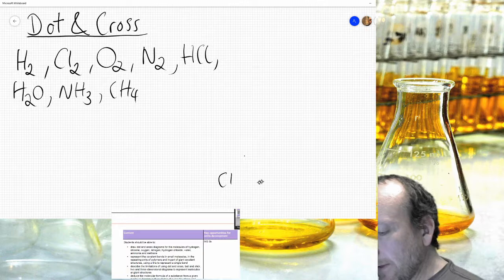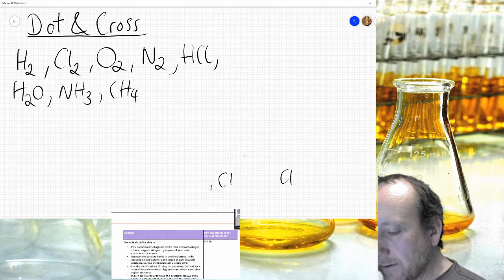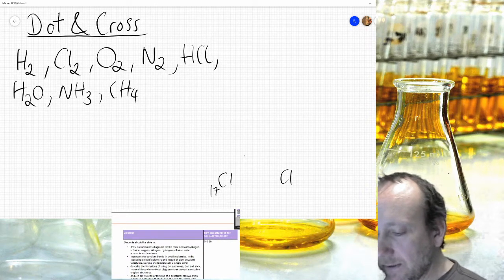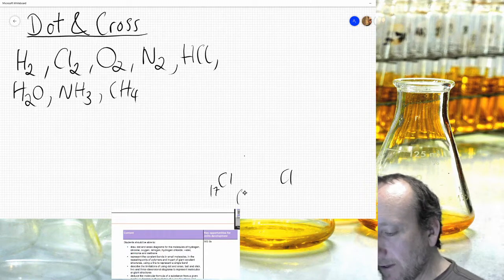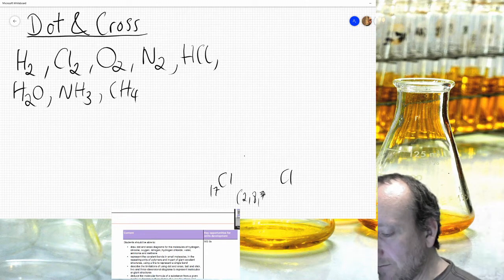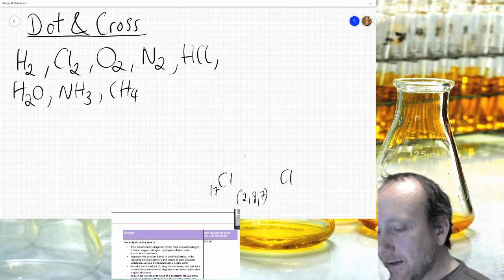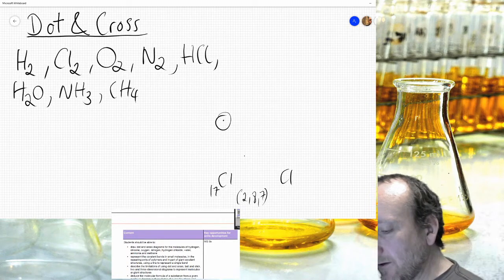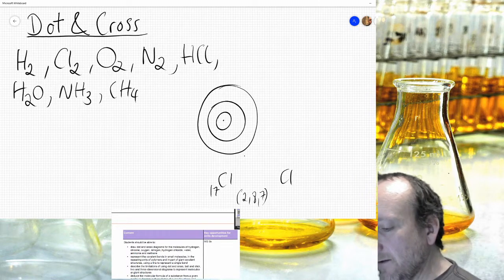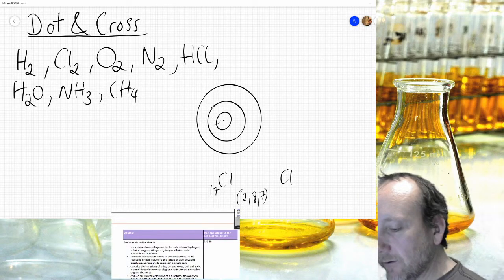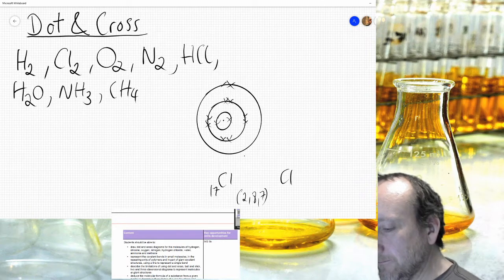So let's do chlorine. Chlorine is element number 17. That means it has an electronic configuration of 2, 8, and 7. It is part of group number 7, therefore, and it's in the third period. It looks a bit like this. So it has 3 shells. The first one has 2 electrons on it, the second one has 8 electrons on it, and the last one has 7 electrons on it. Now there's a reason why I'm going to draw the 7th electron on that side.